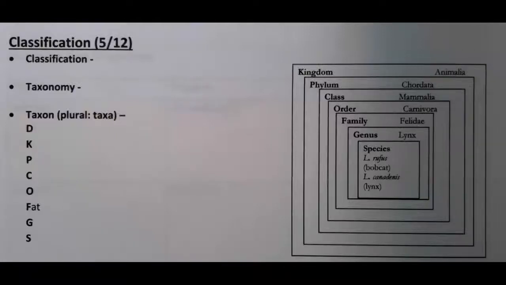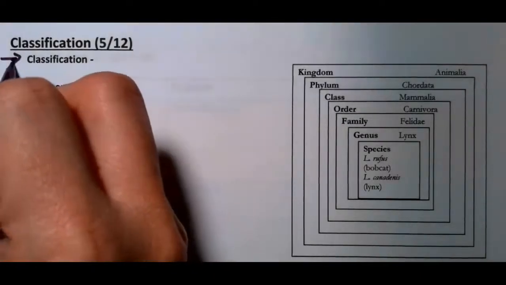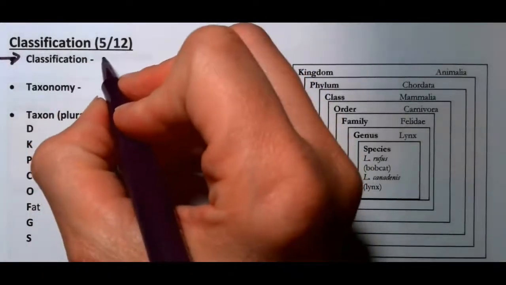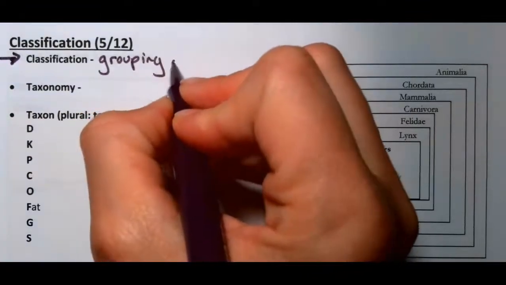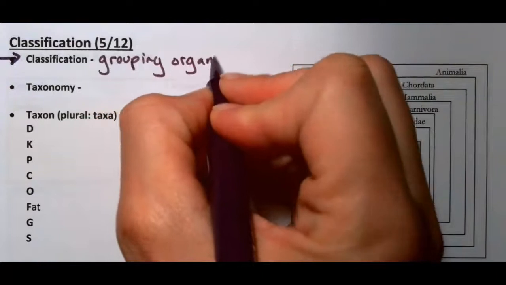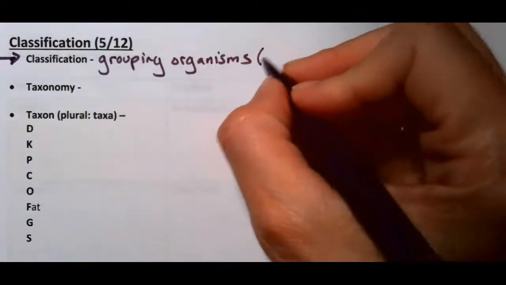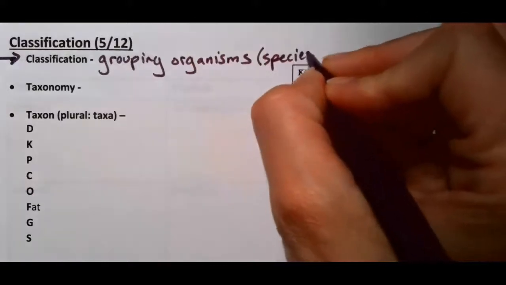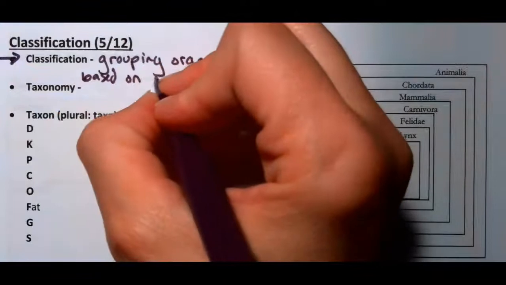Last week, we looked at ecosystems. This week, we're looking at how you name organisms in an ecosystem. So we're looking at the study of classification. Classification is grouping organisms, and actually species of organisms, based on similarities.